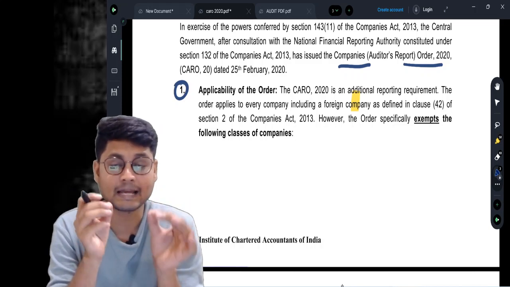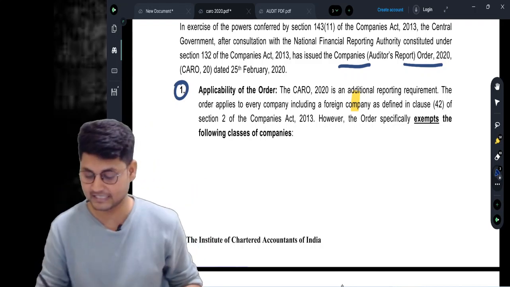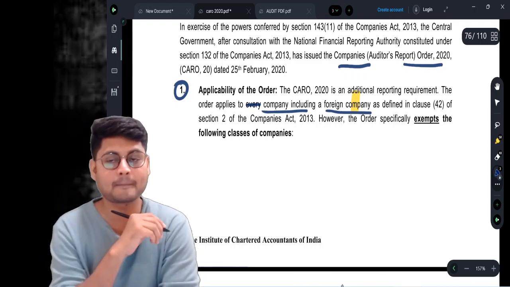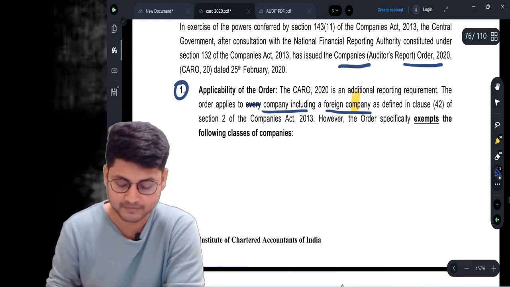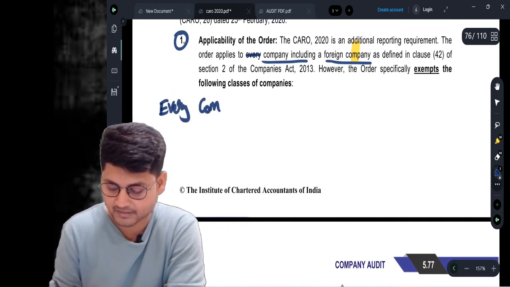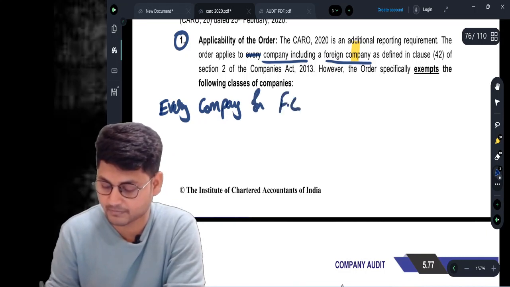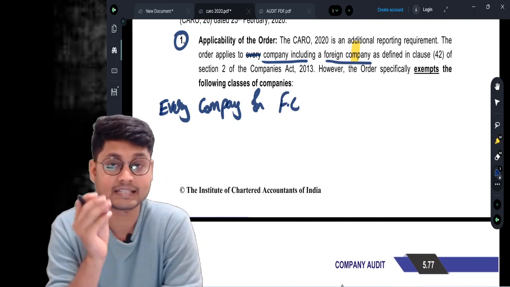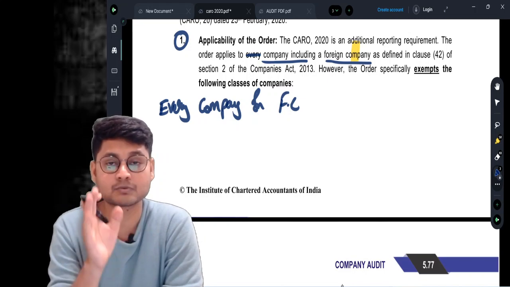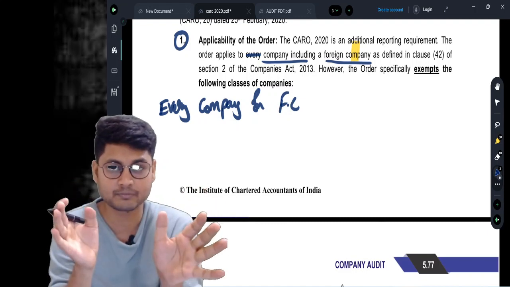Now it applies to every company, including foreign company. However, there are some companies which are specifically exempted by this order itself. For those companies, CARO 2020 is not applicable. So in the general sense, it is applicable to all companies including foreign company.